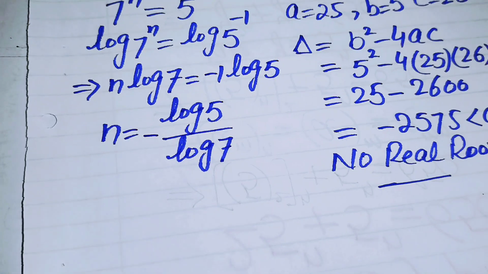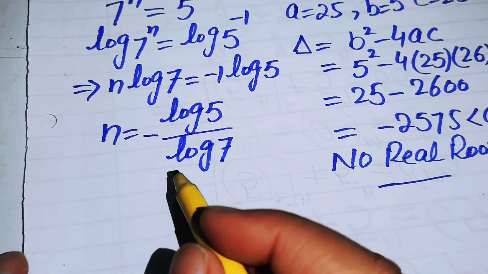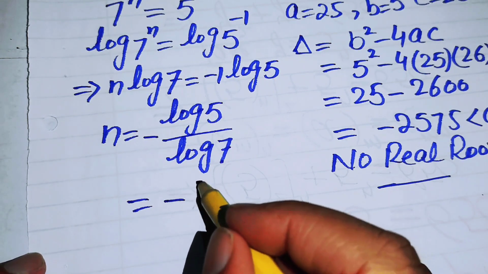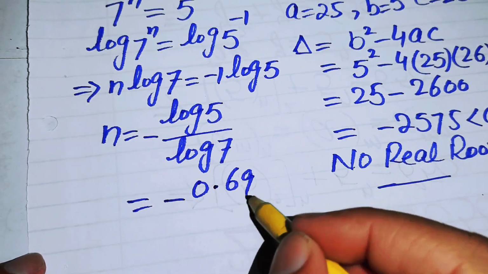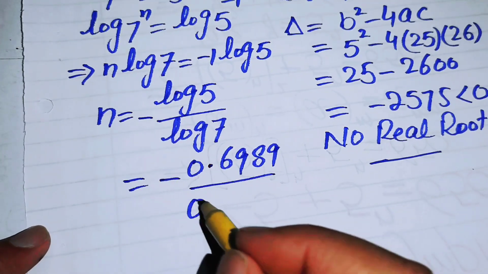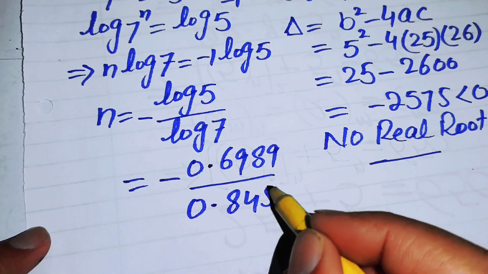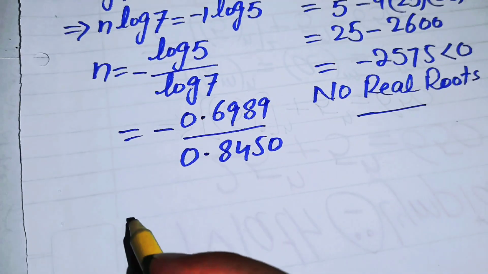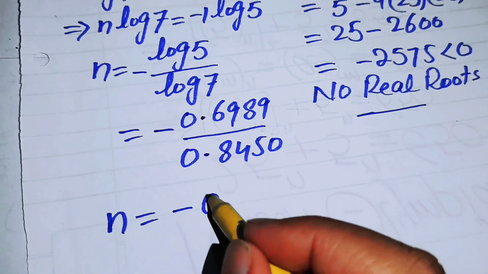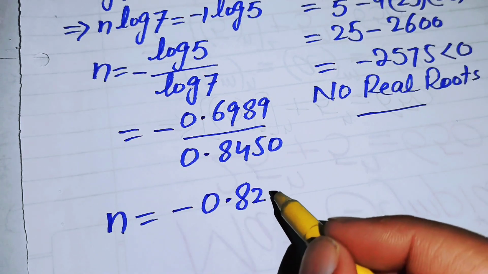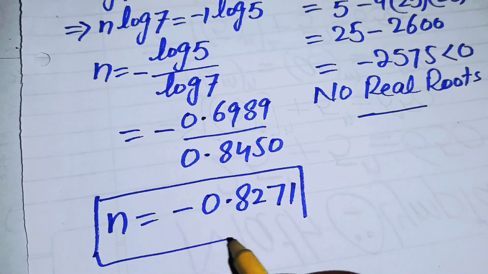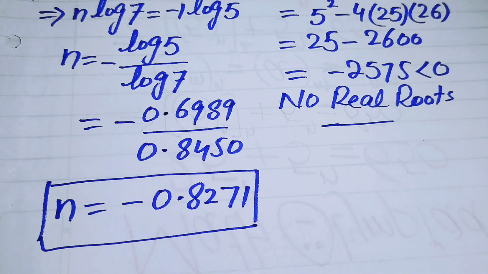So now you will use a calculator or logarithm table in order to find the values of these logs. The value of log 5 is 0.6989 and the value of log 7 is 0.8450. When you divide these two values, finally you will get the answer of this problem, which is 0.8271. So this is our final or first real root of this problem, and this is our final answer.